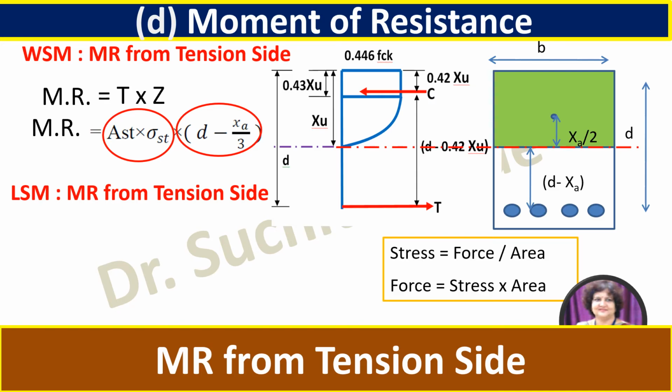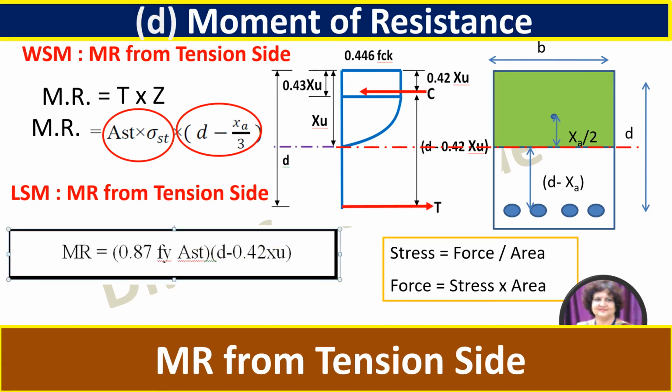So therefore Z, which is the lever arm, is nothing but D minus 0.42 XU. So therefore the moment of resistance from tension side is T into Z. T is the force, which is stress into area, multiplied by Z. So the formula will become like this. Moment of resistance is equal to stress into area, which is the force T, and D minus 0.42 XU is the lever arm.